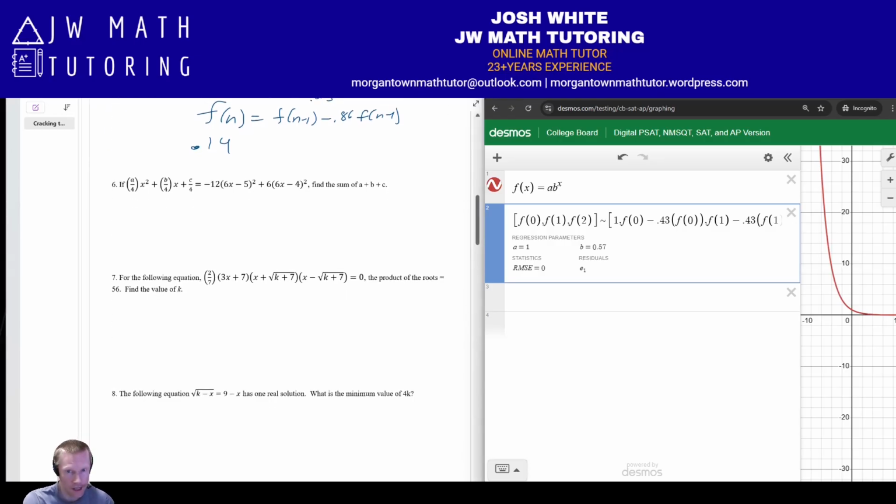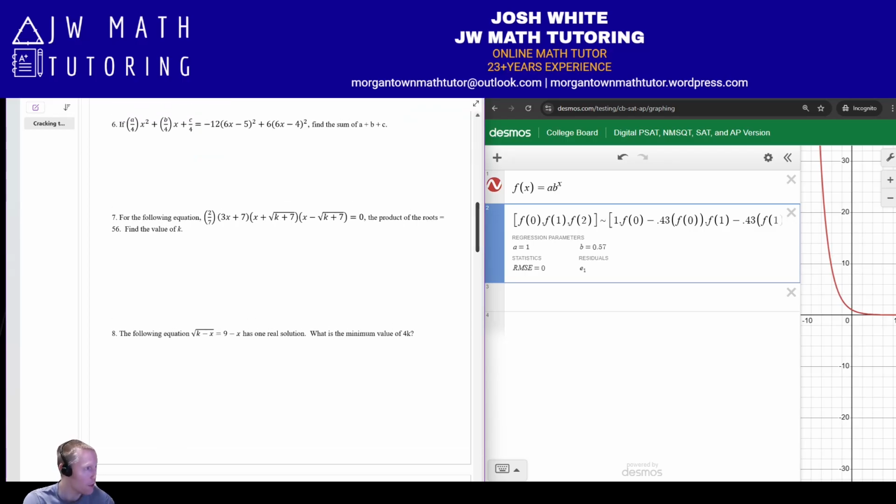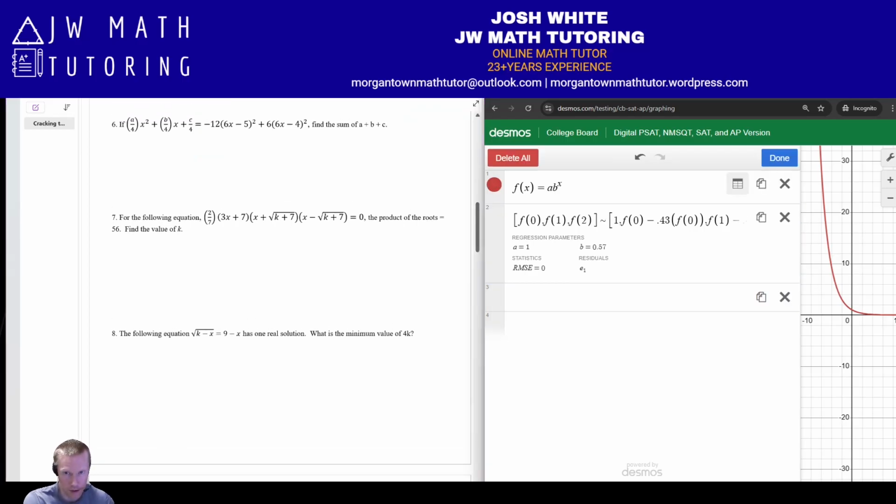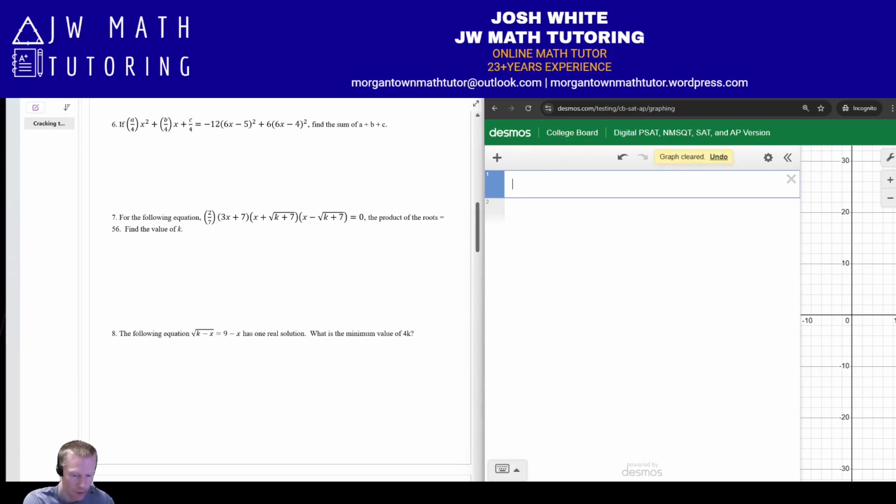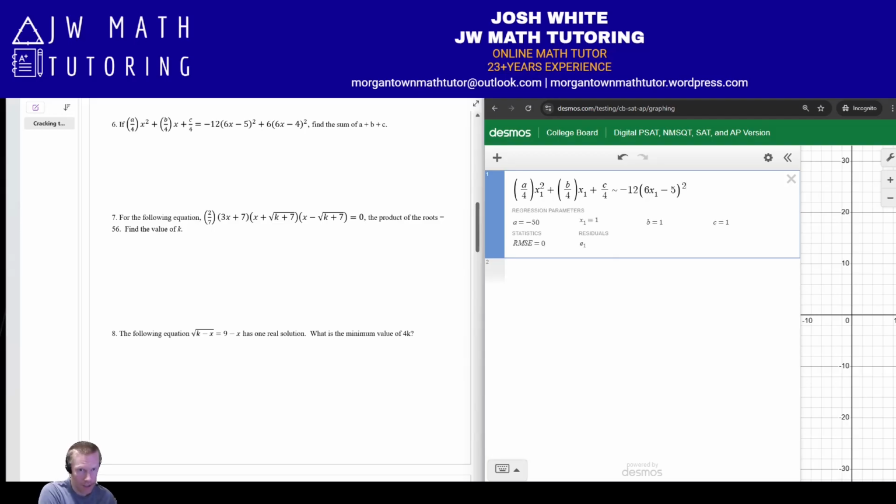All right, let's look next at number 6. This problem you've probably seen multiple times before if you have watched my review worksheets. There are actually multiple methods you could use for this. The way that I like to do it is to type the whole thing in, and then just do a regression to get A, B, and C, and then just add them together.